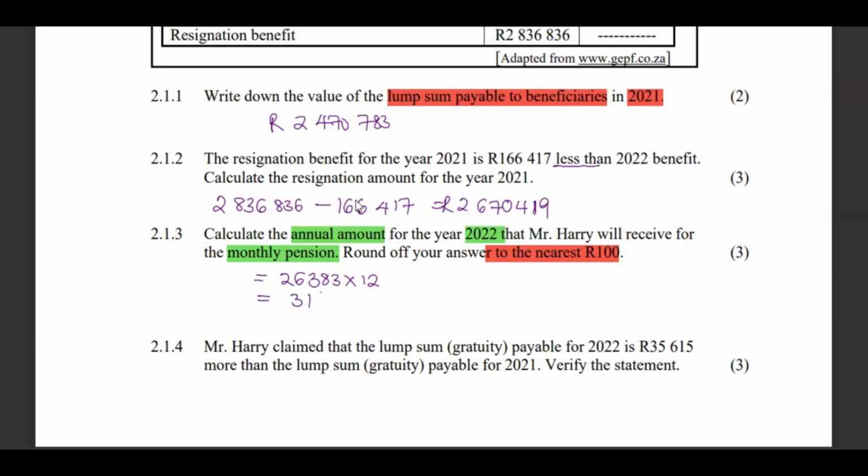Annual amount, which will become 316,596. But they said round to the nearest 100. So the nearest 100 is this one here. So the answer becomes 316,600 to the nearest 100.